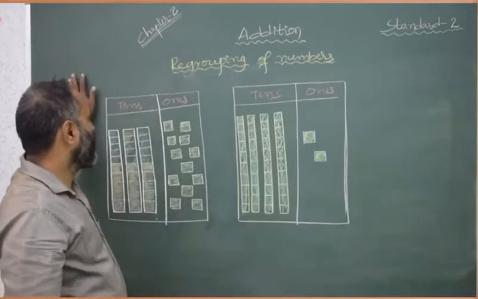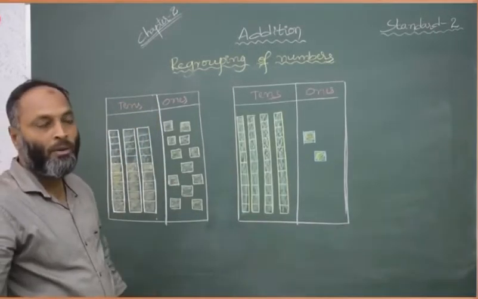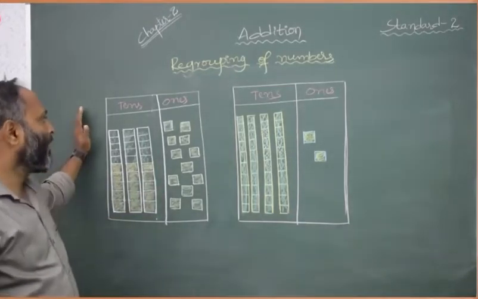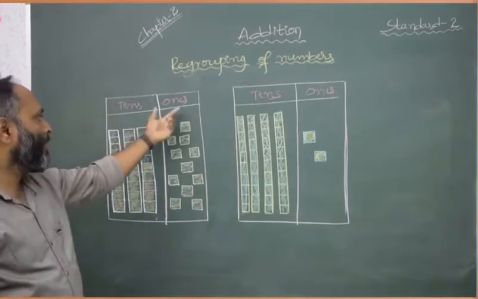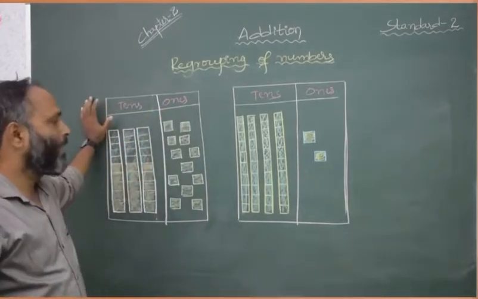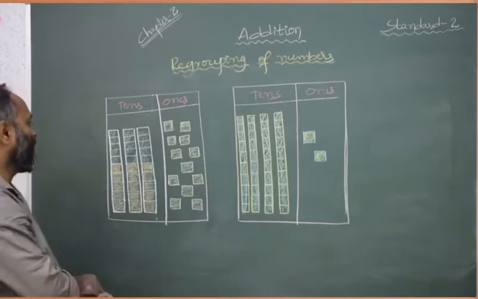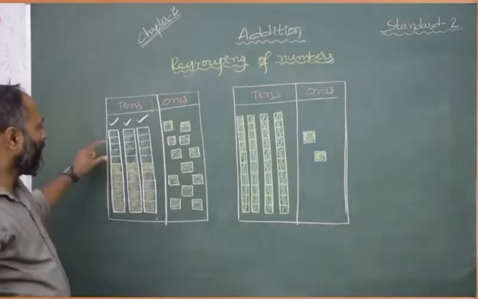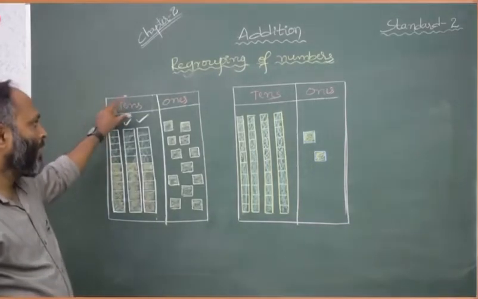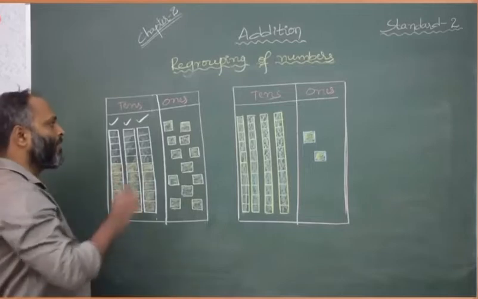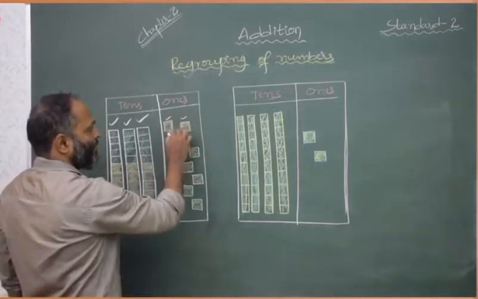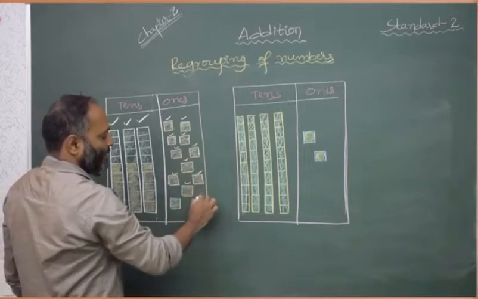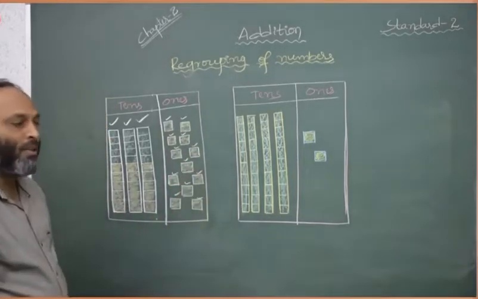Yes friends, before we discuss how to regroup, one more question we are going to discuss. Check here, this is our ones place and this is our tens place. In the tens place, 3 blocks were given. In the ones place, how many small blocks were there? 1, 2, 3, 4, 5, 6, 7, 8, 9, 10, 11, 12. Total 12 small blocks were there.